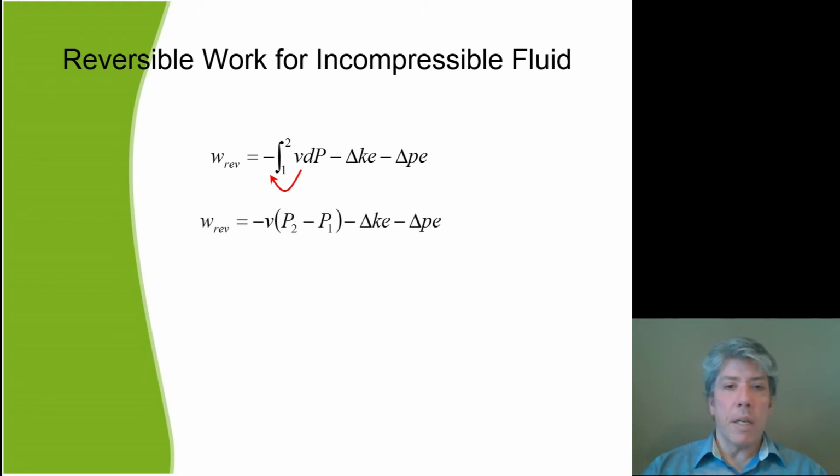In that case, we end up with an equation that says that the reversible work is the negative of V delta P, and of course that's just the change in pressure between state 2 and state 1, the entrance and exit, and the changes in kinetic and potential energies. And actually, you've already dealt with this equation if you've taken any fluids classes, because you've probably dealt with pumps in your fluids class. And so this is an equation that would allow you to calculate how much work is required to take, say, liquid water from one pressure to another in order to compress that liquid.